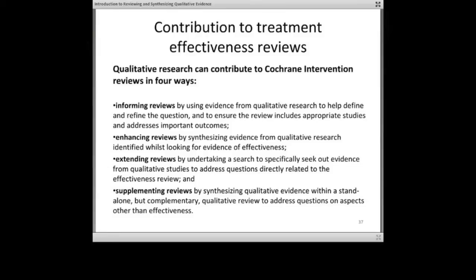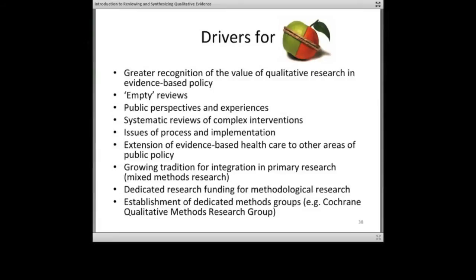Or we can also supplement effectiveness reviews by just synthesizing qualitative evidence within a sort of standalone complementary review. And in these types of reviews, we address questions on aspects other than effectiveness. For example, how do people experience living with a particular condition? And there have been a lot of drivers that have pleaded for mixing both strands of evidence.